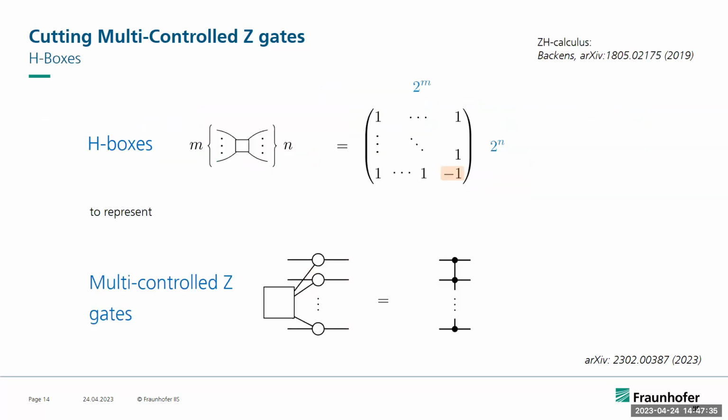So what we use is ZX calculus and ZH calculus, because we use this simple representation of multi-controlled Z gates in terms of H boxes. Just to say, the H boxes are defined here, and they correspond to 2^n times 2^m dimensional matrices, with all entries being 1. Only the lower most right index is a -1. And by that we can easily represent multi-controlled Z gates.